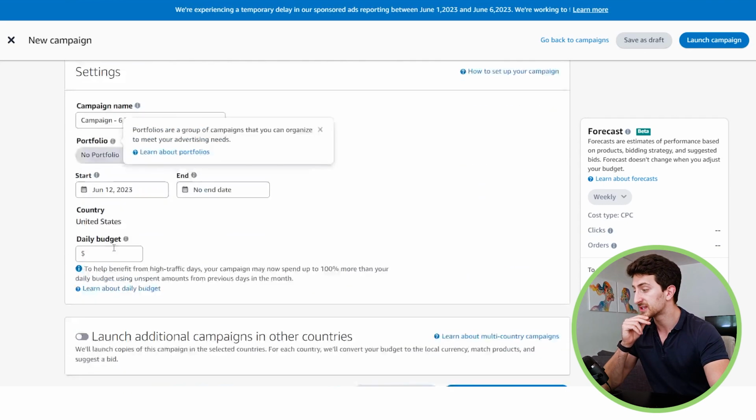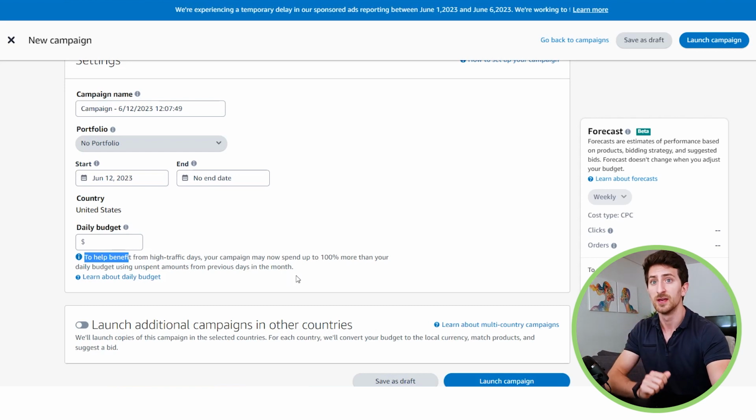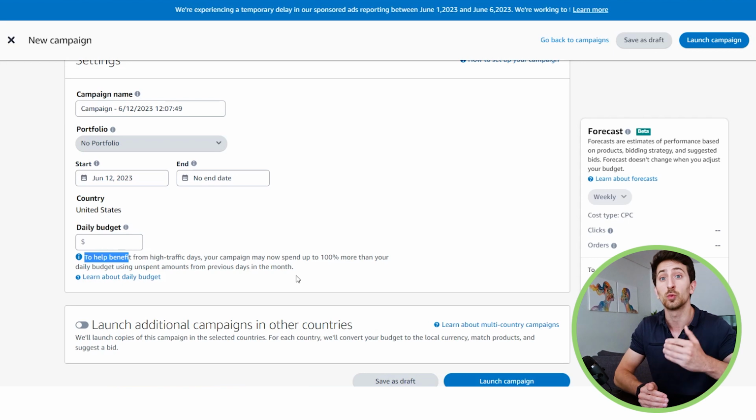The second thing we noticed is that if you scroll down under daily budget, you can see that Amazon is saying: to help benefit from high traffic days, your campaign may now spend up to 100% more than your daily budget using unspent amounts from previous days in the month. So it means that if we set a daily budget of $10 and we spend only $5 every day, Amazon will double the amount for one day if they think that there is a lot of volume. So for one day, instead of spending a maximum of $10, we can spend $20.